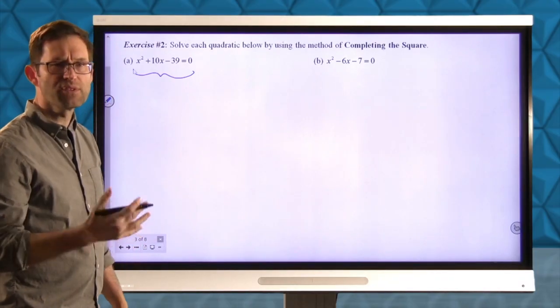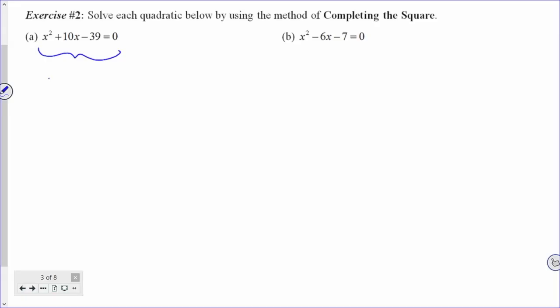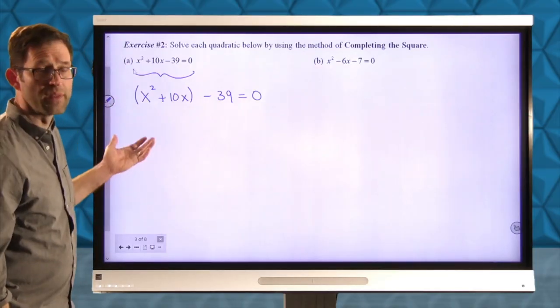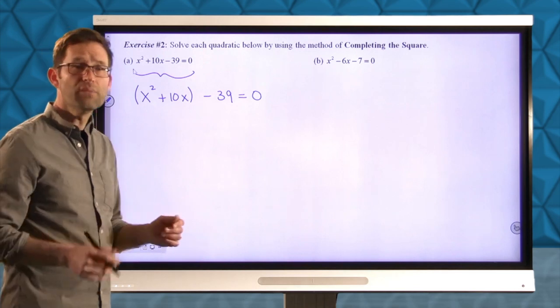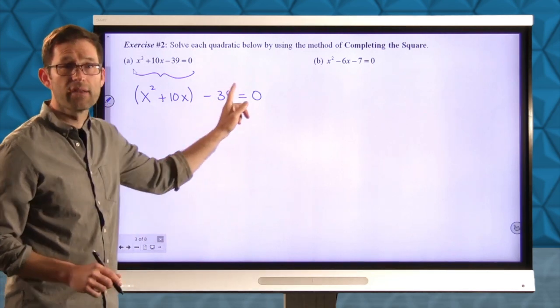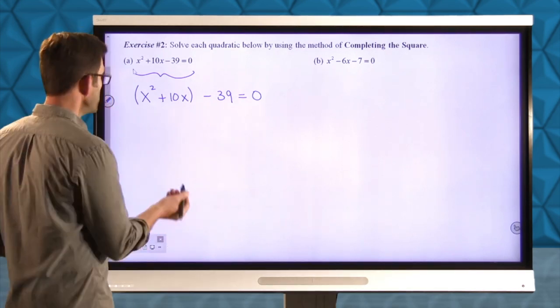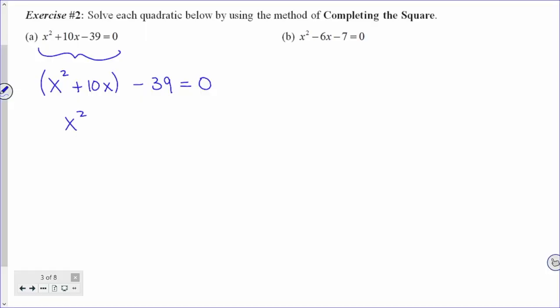Completing the square basically works as follows. You take the first two terms and you group them together. We can do that; it's called the associative property of addition. We're just grouping those two together. Some teachers will automatically say, take that negative 39 and throw it on the other side. That's okay as well. In that case, I don't really need the parentheses on this side. I can just put that 39 over here.